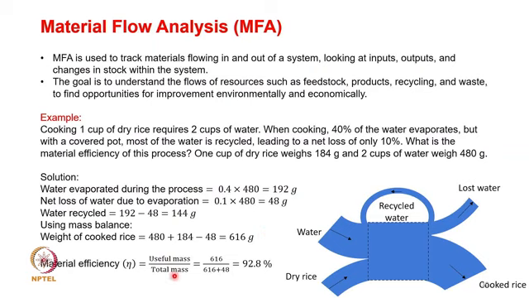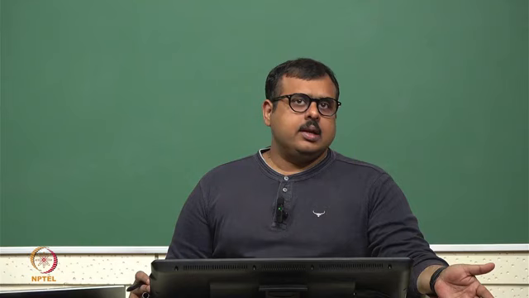What is useful mass divided by total mass. So the weight of the cooked rice of course is what is useful. So 616 divided by the total mass, which is of course 616 plus 48. So this would say that we are close to 92.8% material efficiency. So energy efficiency and material efficiency, you can't decouple them. Any flow of material eventually results in energy flow and vice versa, as I explained.